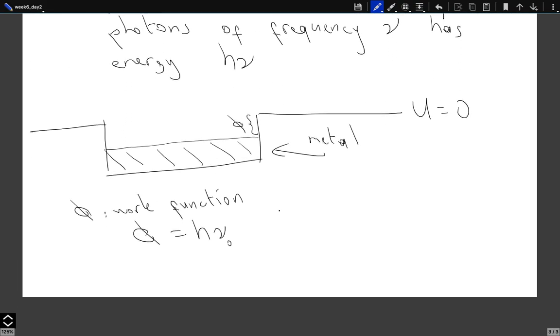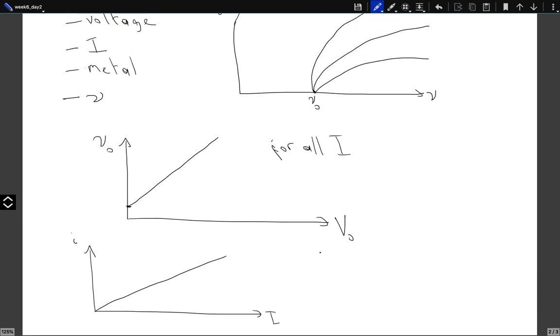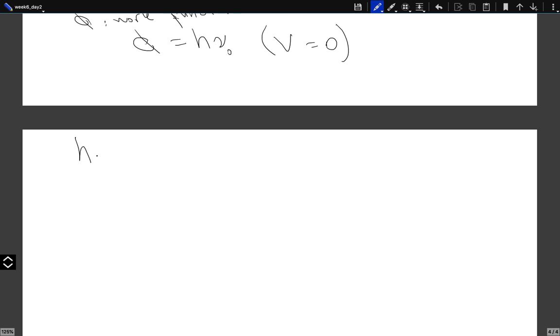Let me make a small correction of the work function. This is when V is equal to 0. Well, when V0 is increasing, why do we need larger and larger frequency photons? Well, again, you see, when the electron is liberated, if you send a photon of frequency nu, this much will be used to liberate the electron.